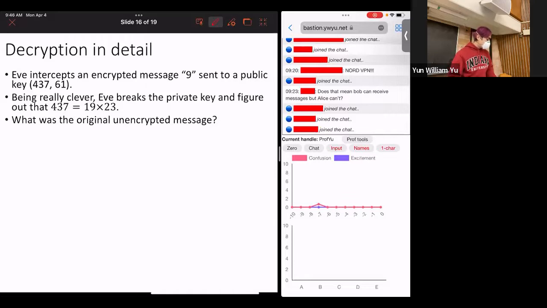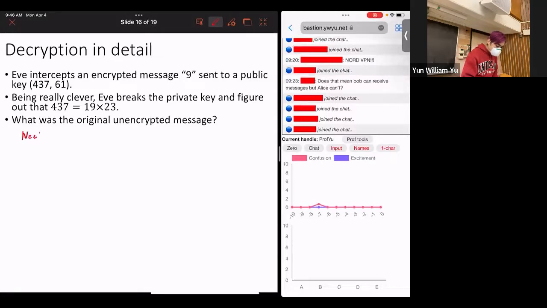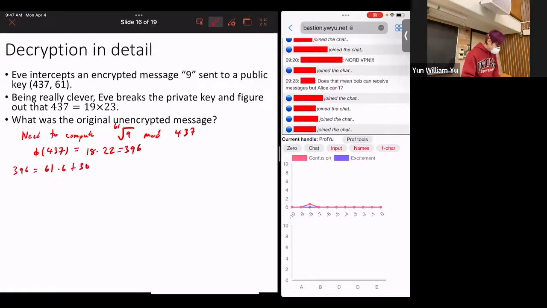So once Eve knows what the secret is, she can actually compute the answer. So what does she need to do? Well, she just needs to decrypt it the same way Bob would. So she needs to compute the 61st root of 9 mod 437. Well, how do we do this? Well, we know that phi of 437 is equal to 18 times 22, which is equal to 396. So 396 is equal to 61 times 6 plus 30. 61 is equal to 30 times 2 plus 1.